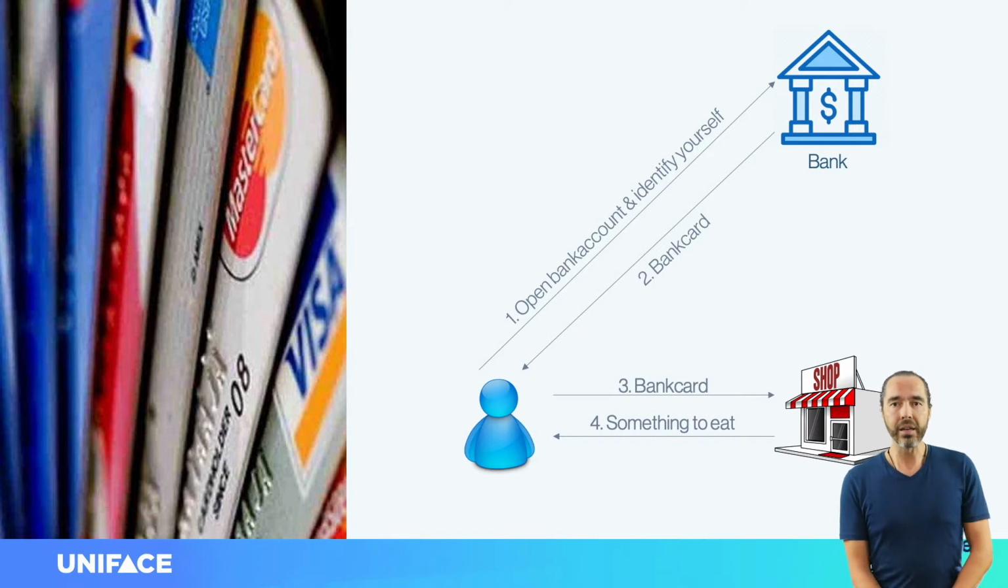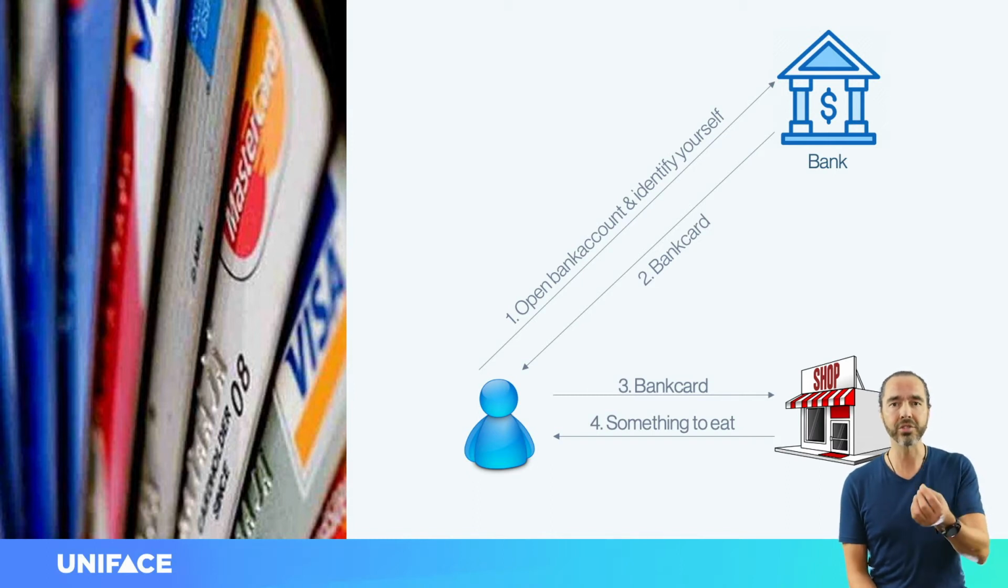I want to give a real-life example, and that is a bank card. Let's say you go to a foreign country, to a city you've never been before, and you're hungry, you want to buy something to eat, so you go to a shop, and you can buy everything you want with your bank card. That's strange, isn't it? Does the shop owner trust you? No, not by definition.